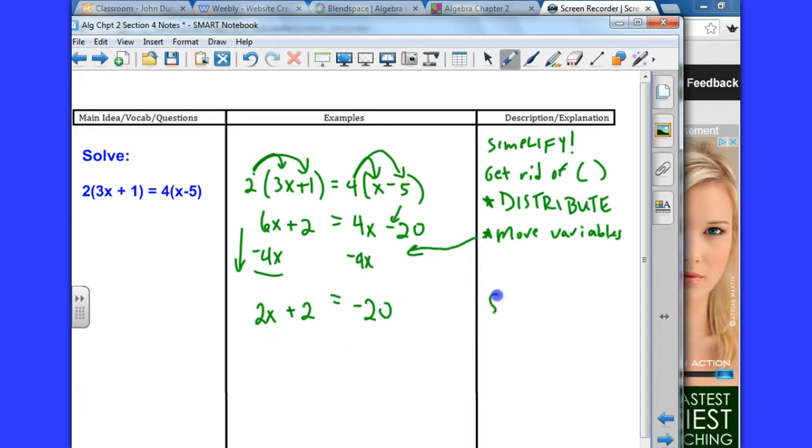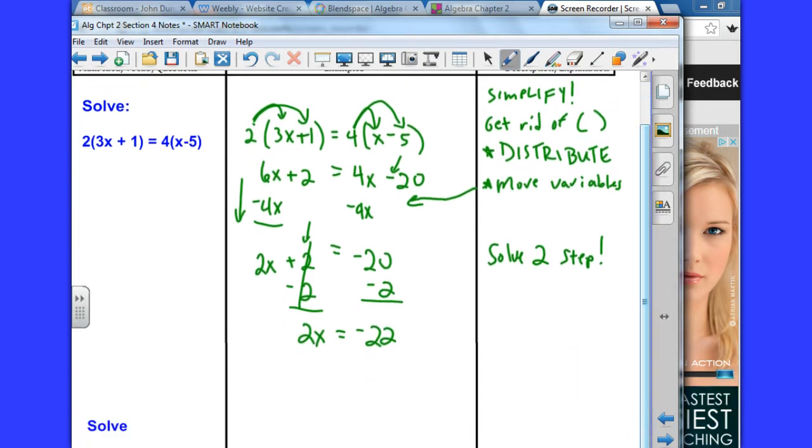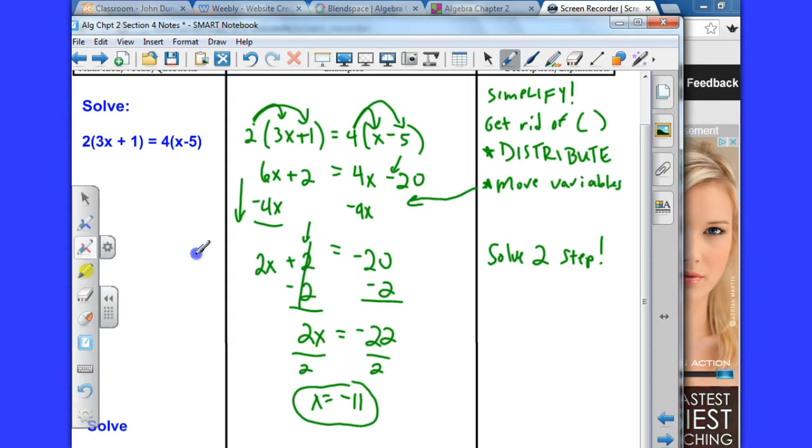Now, solve the two-step. Get rid of the number being added, subtract 2. That's 0. You're left with 2x equals negative 22. So close. Remember, we want 1x. So I'm going to divide that by 2. And you're going to get x equals negative 11. Negative divided by a positive is negative. That's my solution. Let's check it to make sure, just to show you that we can and you should.